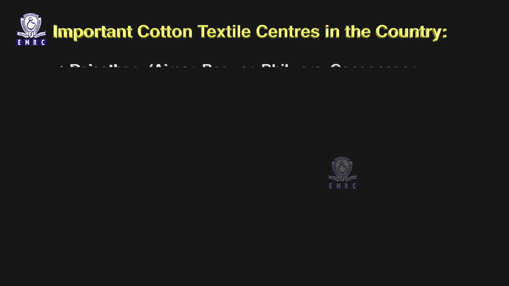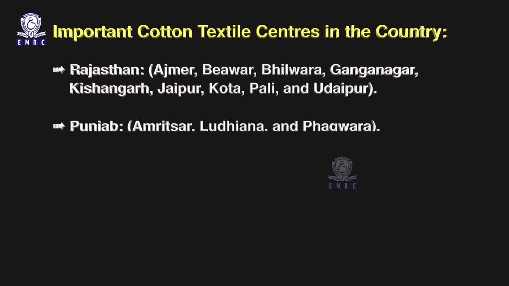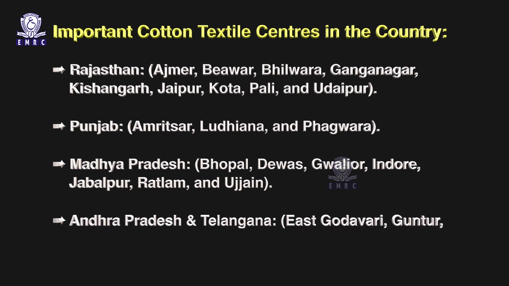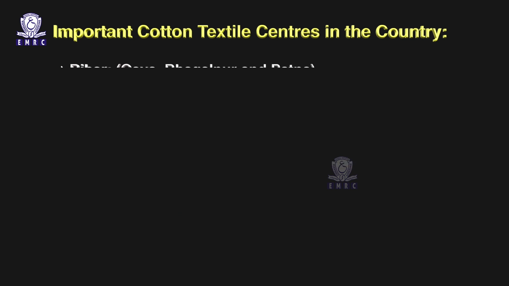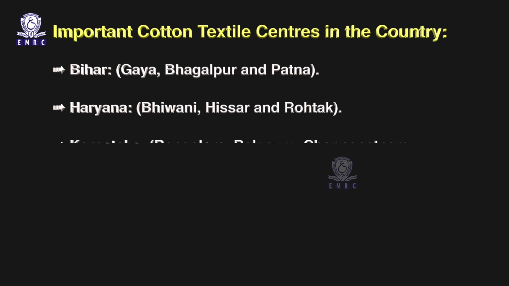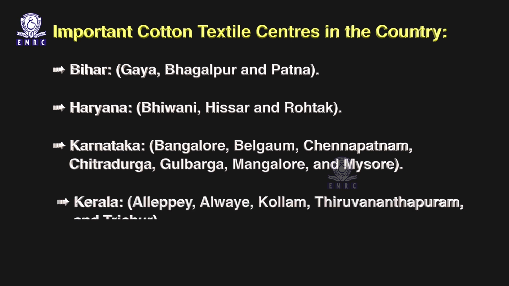In addition to these, Ajmer, Beawar, Bhilwara, Ganganagar, Kishangarh, Jaipur, Kota, Pali and Udaipur in Rajasthan, Amritsar, Ludhiana and Phagwara in Punjab, Bhopal, Dewas, Gwalior, Indore, Jabalpur, Ratlam and Ujjain in Madhya Pradesh, East Godavari, Guntur, Hyderabad, Secunderabad and Udaigiri in Andhra Pradesh, Gaya, Bhagalpur and Patna in Bihar, Bhiwani, Hisar and Rohtak in Haryana, Bangalore, Belgaum, Channapatna, Chitradurga, Gulbarga, Mangaluru and Mysore in Karnataka, Alleppey, Alwaye, Kollam, Thiruvananthapuram and Thrissur in Kerala are the important cotton textile centers in the country.